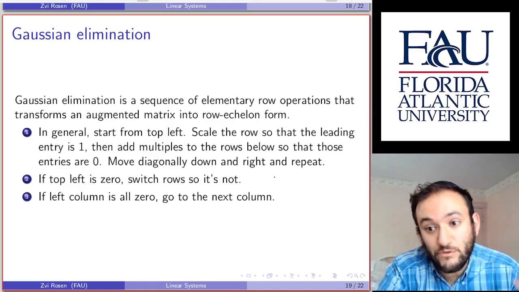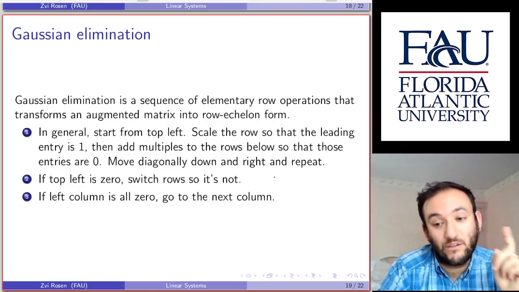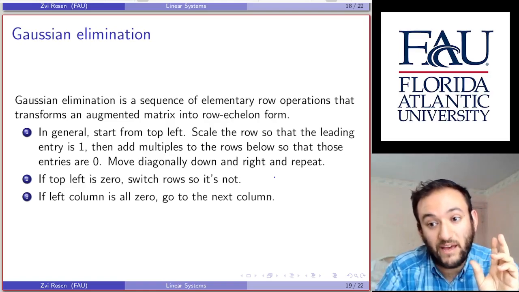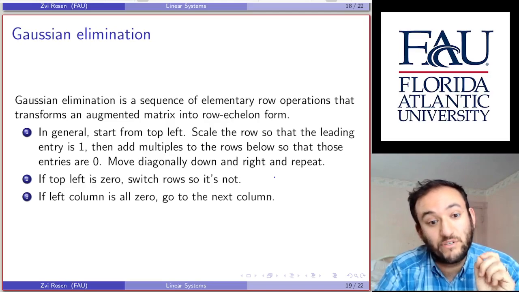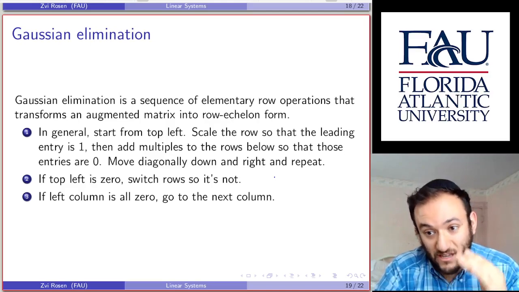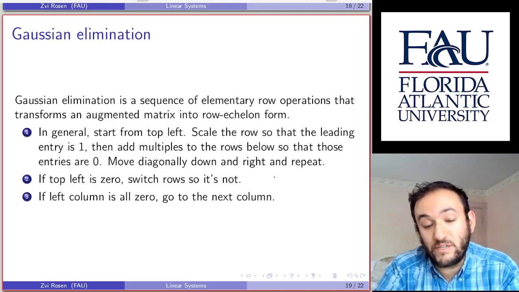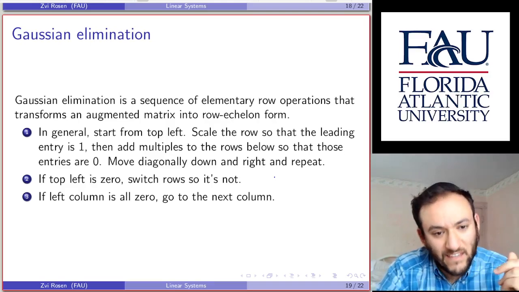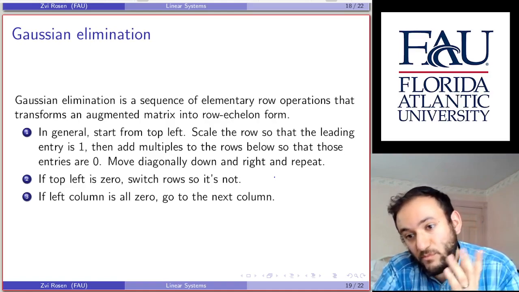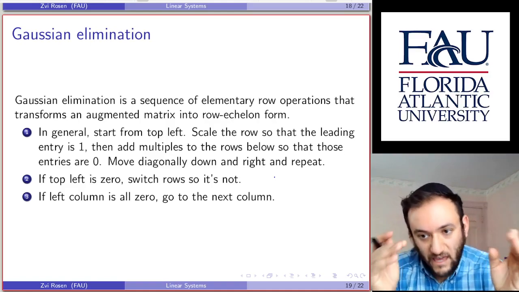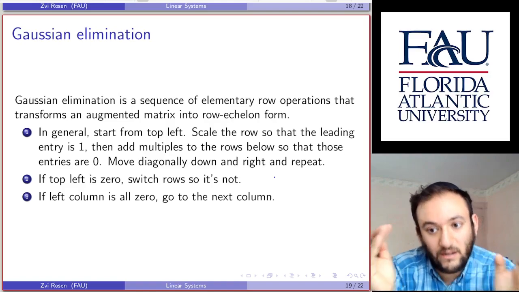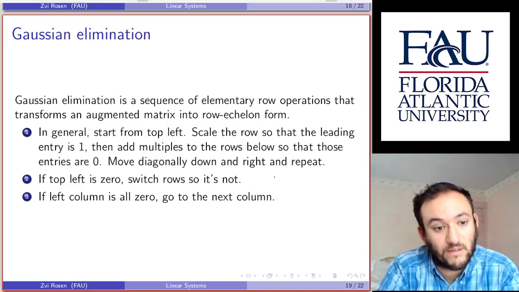In general, you start from the top left, and you scale the row, meaning you multiply by a constant, so that the leading entry is 1. And then you add multiples of that row, the top row, to the rows below, so that those entries are 0. And then you move diagonally down and to the right and repeat. Okay, so scale it so that the first non-zero entry is 1, and add it to the lower ones.